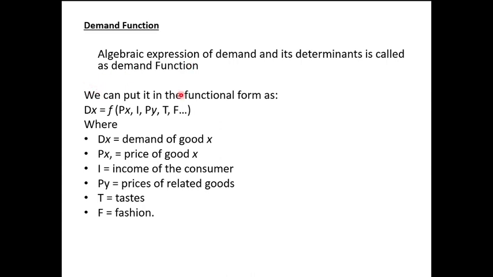So we can put this demand in the following functional form, where dx is equal to a function of px, I, py, t, f, etc. So here dx in the sense demand of goods x, px is price of goods x, I is income, py is price of related goods, t means taste, or you can say fashion. So this is actually the demand function.